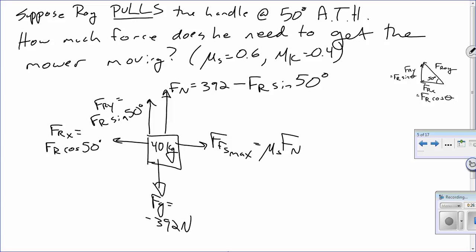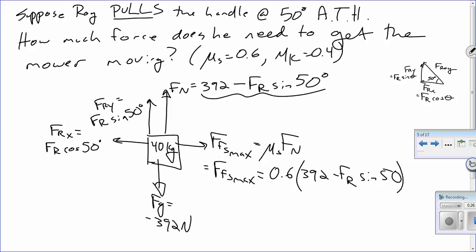All right, so let me pause for a minute. There's a lot of letters on the board right now. Are we okay with the train of thought that I followed here? All right, so now we've got to do one last substitution, which is this mess here is our normal force, right? So let's plug that in for our friction force. So our force of static friction now is our coefficient, which was 0.6, times this normal force of 392 minus FR sine of 50. Holy cats. A lot going on there.